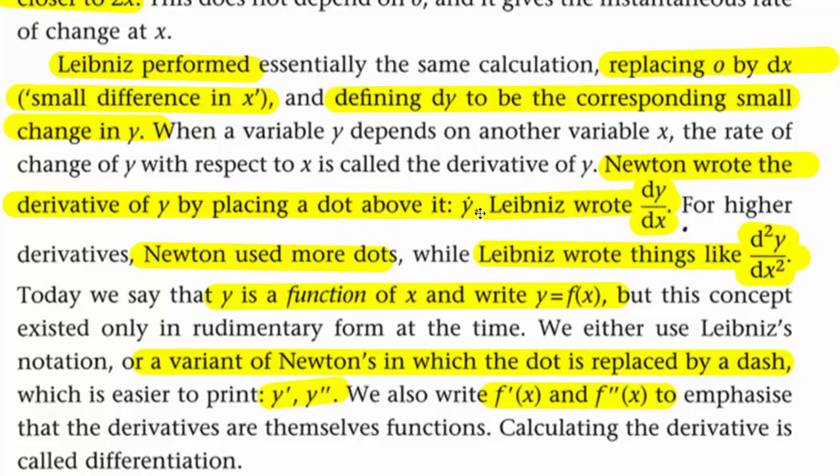For second derivatives and third derivatives, Newton just used more dots. So you can imagine y with a dot dot, y with 3 dots, and so on. And it was Leibniz that wrote things like d2y by dx squared. Today, we say y is a function of x, and we write things like this. And when we differentiate that, we get things like y dash, y double dash, and we get f dash and f double dash. So that notation is coming from Newton's notation, whereas the dy by dx is the notation that comes from Leibniz.